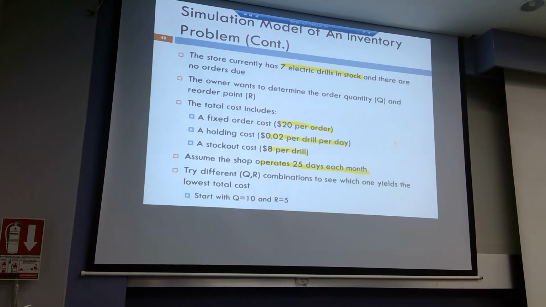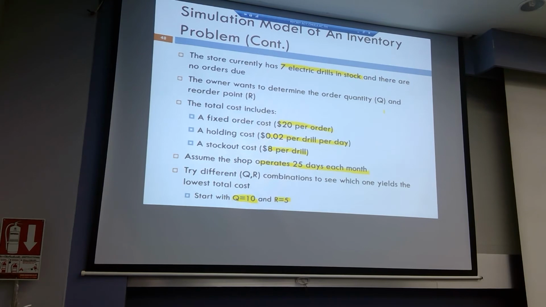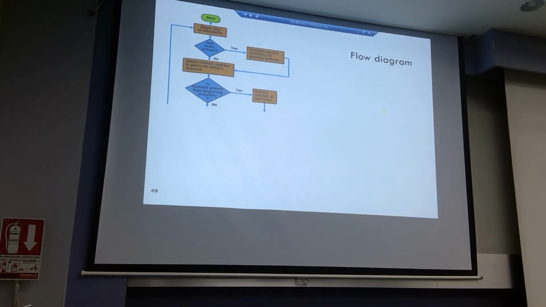And as you know, simulation cannot really tell you what will be the best order point or order quantity. So we're gonna start with trying to simulate with a quantity of 10. So every time we place the order, the quantity will be 10, and the reorder point will be 5. Okay, that's what we're gonna try. For the inventory problem, again, you're gonna have to simulate several things. So it might be a good idea to draft the flow chart about what we're gonna have to do.